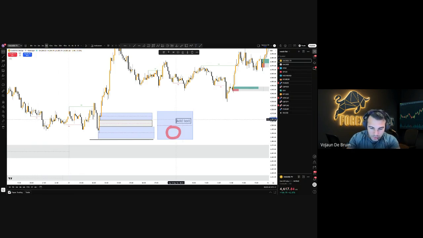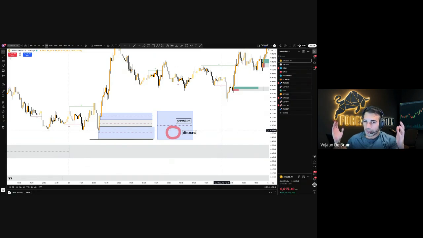Top area we consider as premium. Bottom area we consider as discount. So if we want to buy, do we buy in premium? No. We want discount. And that's the model. And that's how we know where we want to take our trade from.